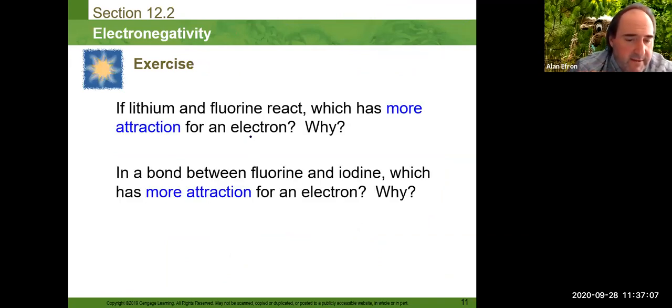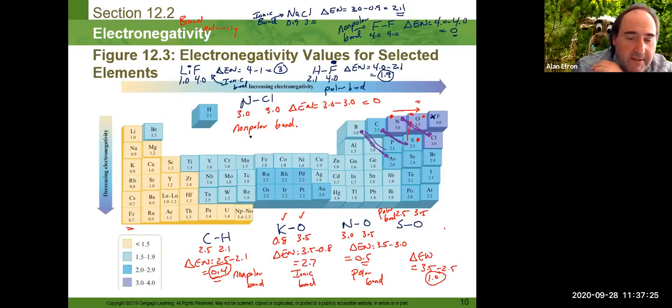So if lithium and fluorine react, which has more attraction for the electrons? Is the bond between fluorine and iodine, which has more attraction? So again, we want to look at electronegativity. So it was lithium and fluorine. Obviously lithium is way over here, fluorine is way over here. So based on electronegativity that increases to the right, we should expect fluorine to be more attracted to the electrons.